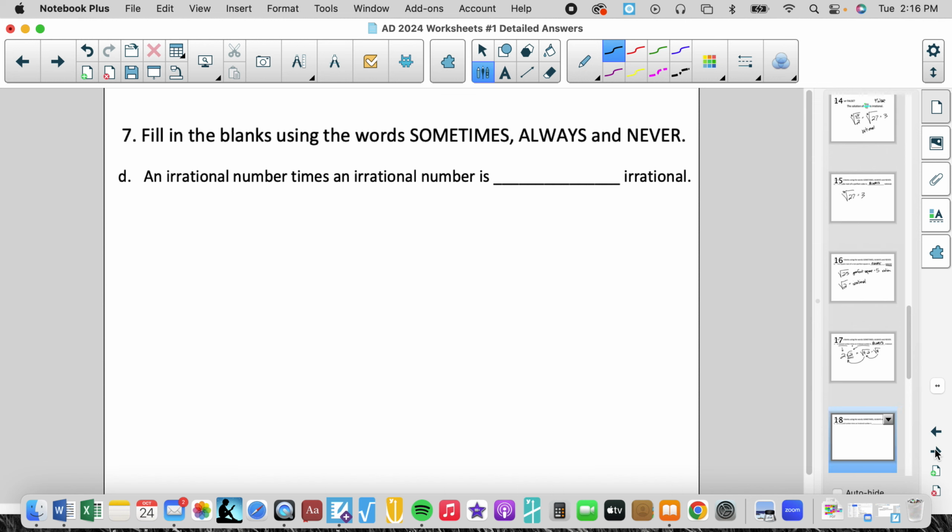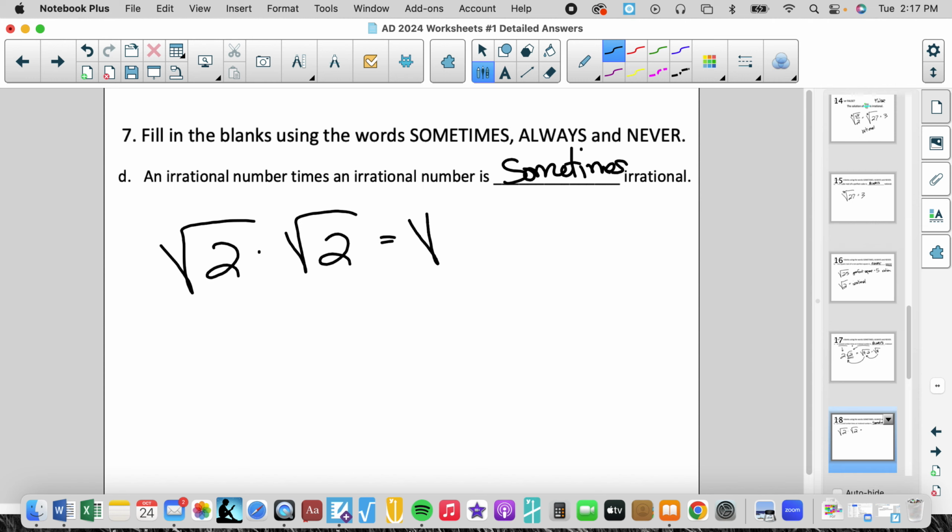irrational. An irrational number times an irrational number is sometimes, this is kind of tricky, sometimes irrational. I'll show you an example where an irrational times an irrational equals a rational number. Rad 2 times rad 2 is going to give me rad 4, which gives me 2. So this is when it's rational.